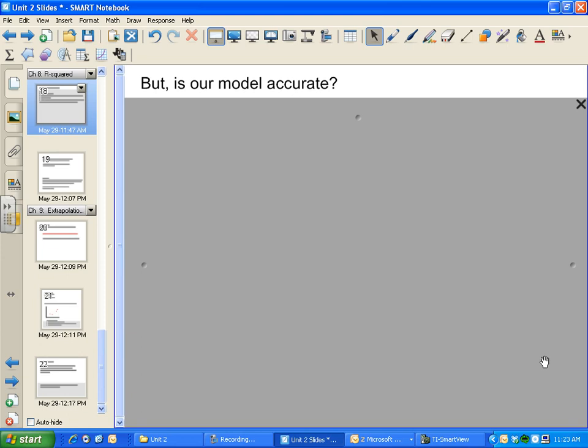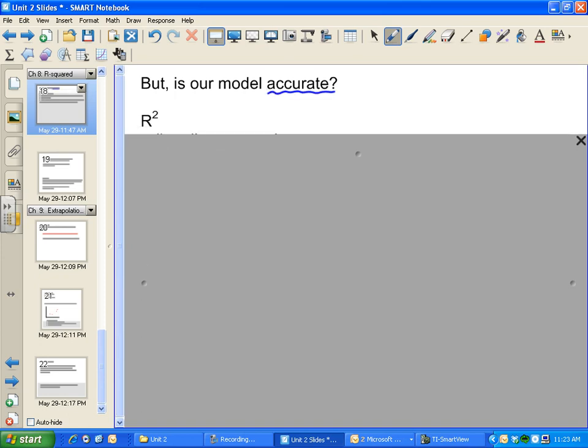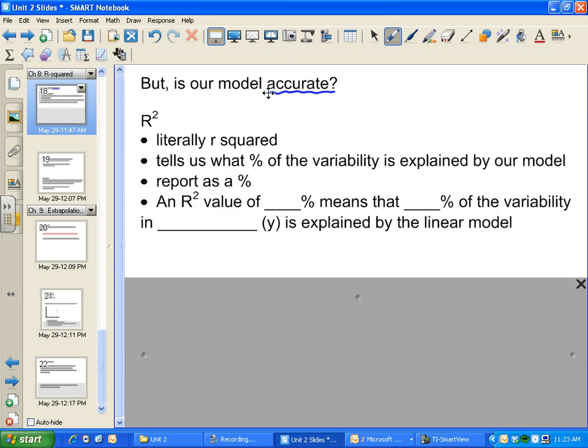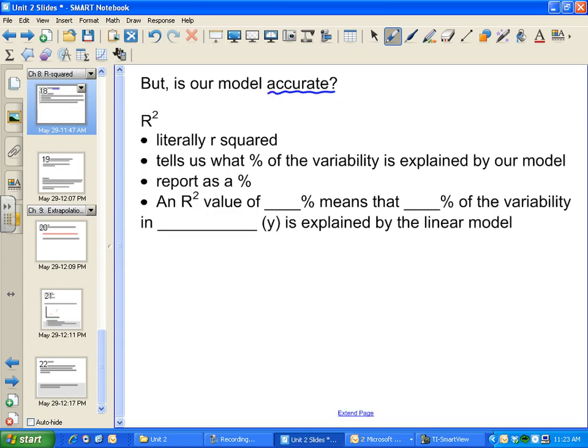So what we can do to measure accuracy, right? Did we make a good model? Is what we call R-squared. Here's a couple important facts about R-squared. It is literally R, remember R, correlation, squared. It tells us what percent, okay, so there's a clue. We're going to report R-squared as a percent. What percent of the variability is explained by our model? Okay. Important word here, variability.